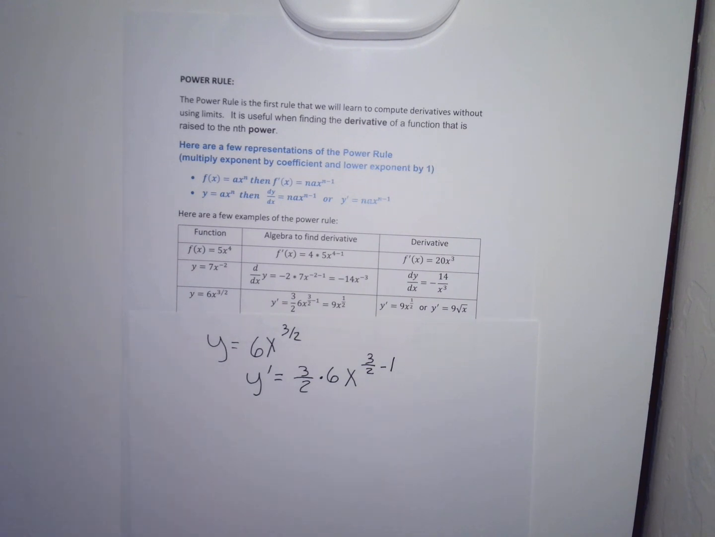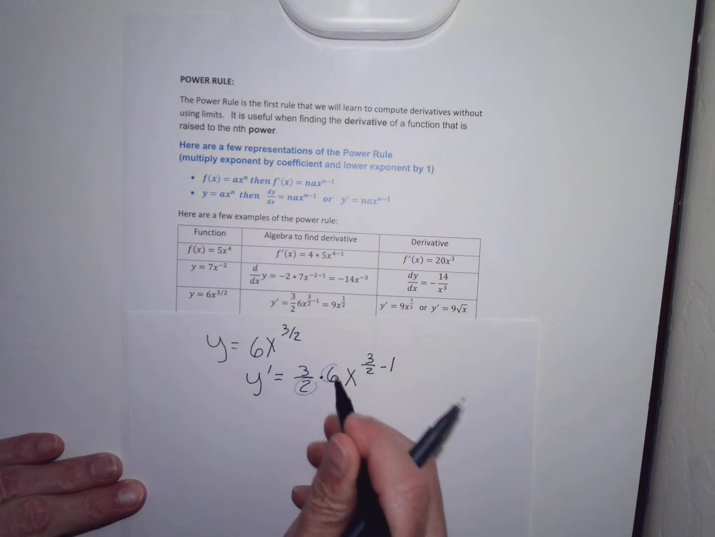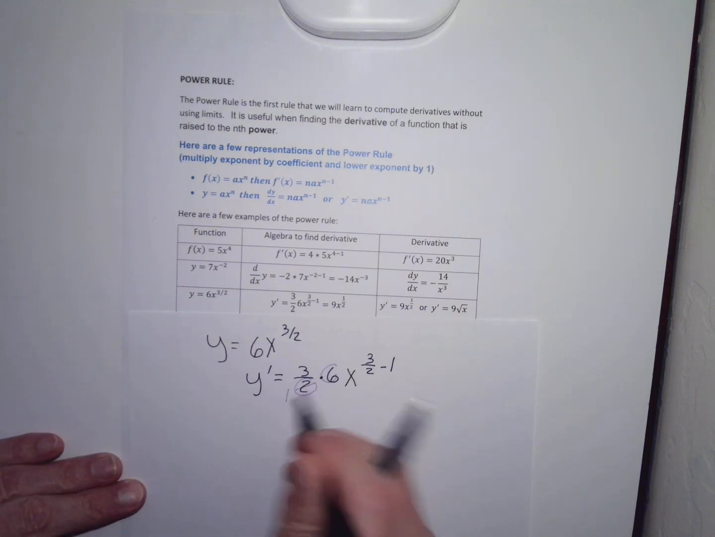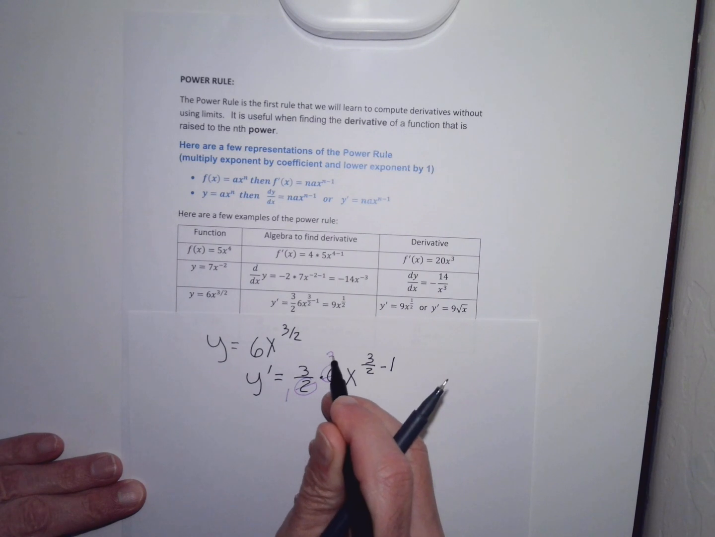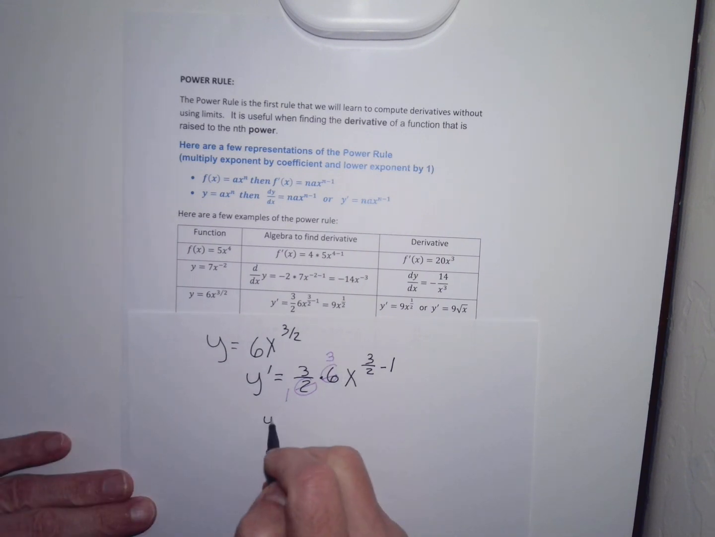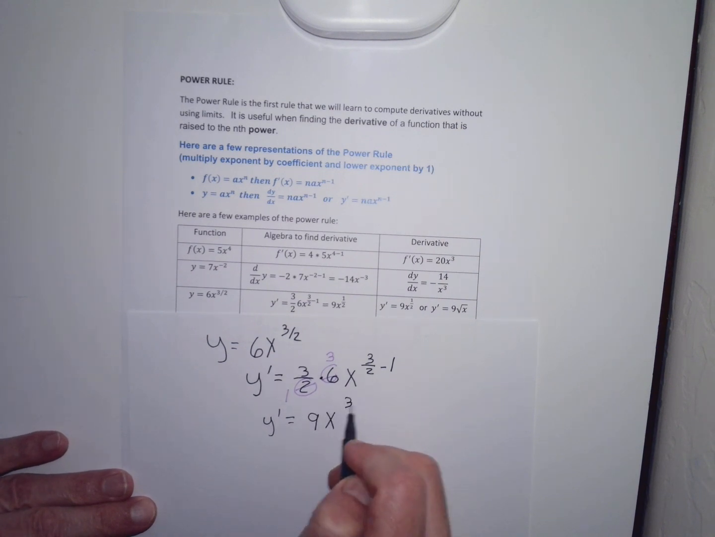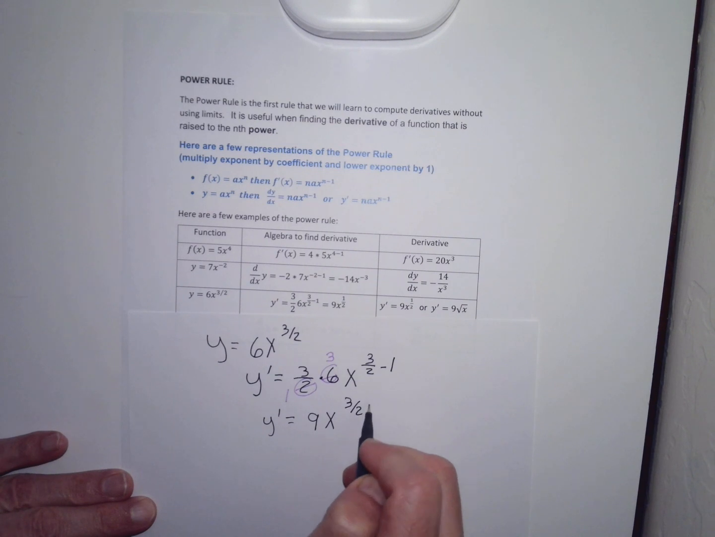For the first multiplication, the 6 and the 3 will cancel, the 6 and the 2 will cancel, and the fraction will go away because the 2 will turn into a 1. The 6 divided by 2 is 3, so the coefficient of my answer is going to be 9, the 3 times 3 that's left. The exponent of my answer, I have to subtract and make the denominators the same.